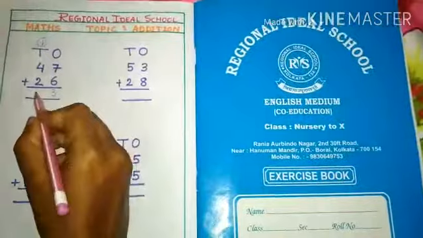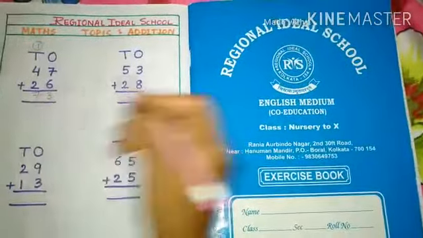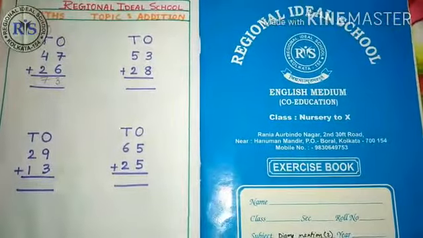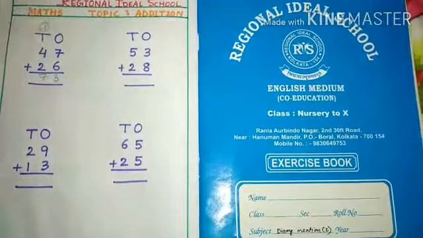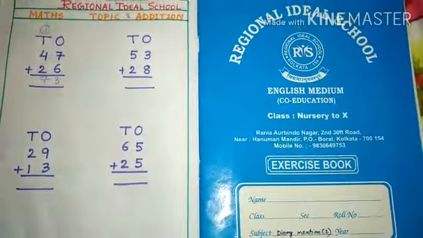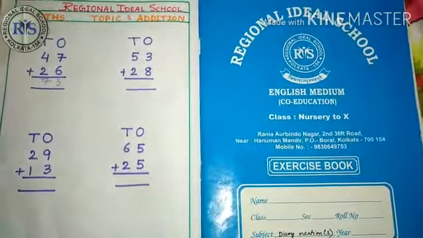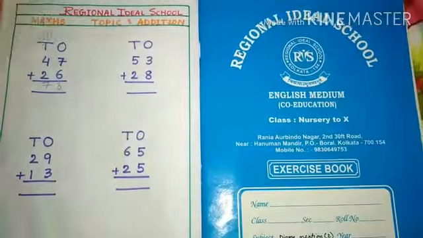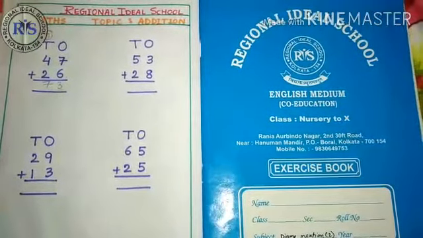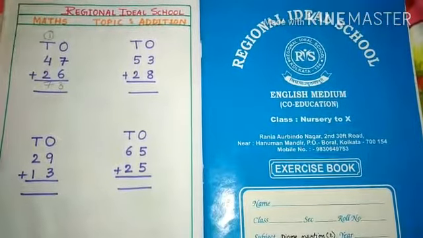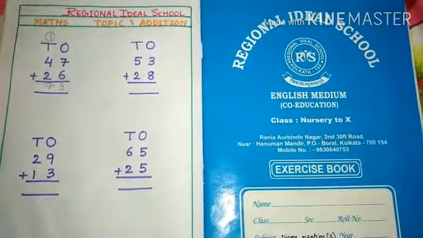So write here 7. So students, what have we got? We get 73. That means if we add 47 and 26, we will get 73. Students, in the same way, I am going to show you our next example.